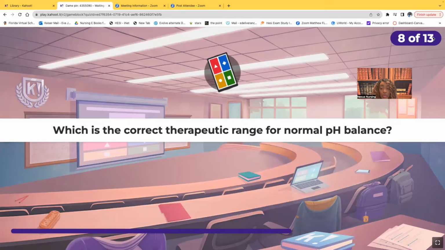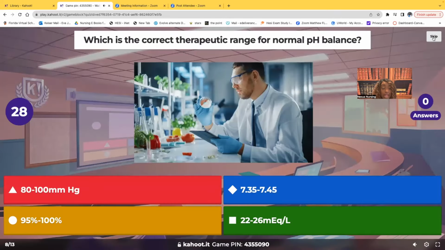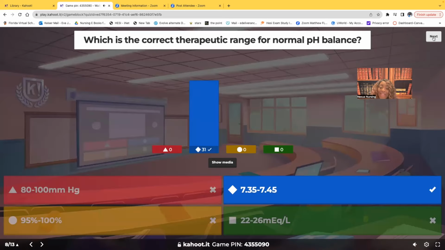Which is the correct therapeutic range for pH balance? Is it 80 to 100, 7.35 to 7.45, 95% to 100%, or 22 to 26? Very good. 7.35 to 7.45. That is your normal therapeutic range for pH. Now, all the wrong choices. You guys all got this right.